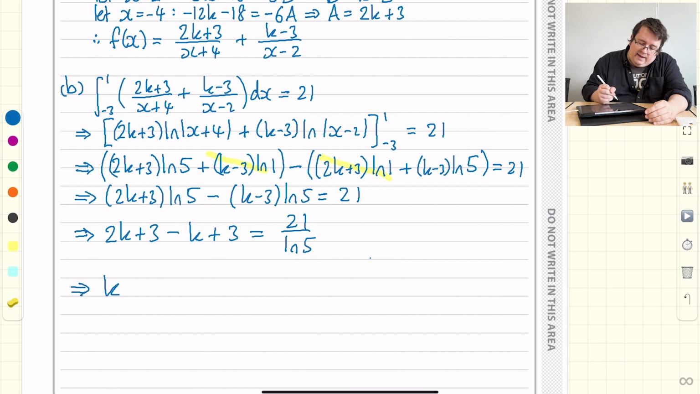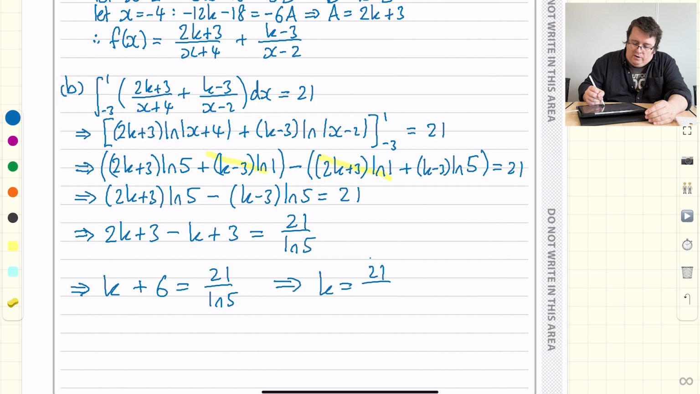So we have k plus 6 is 21 over log 5. So k is 21 over log 5, take away 6. And that's my answer.